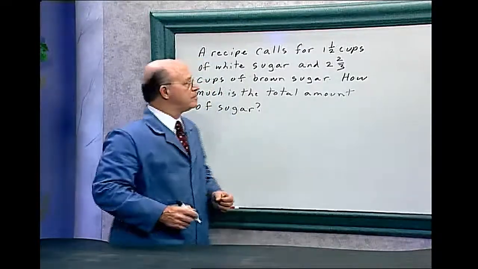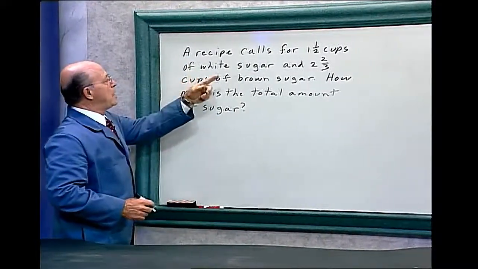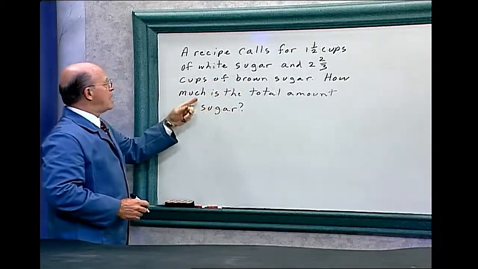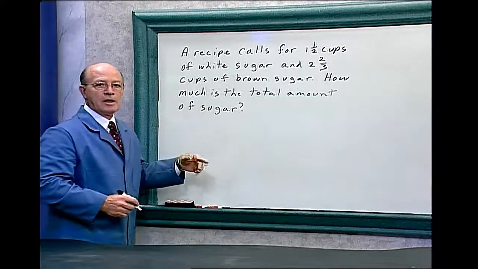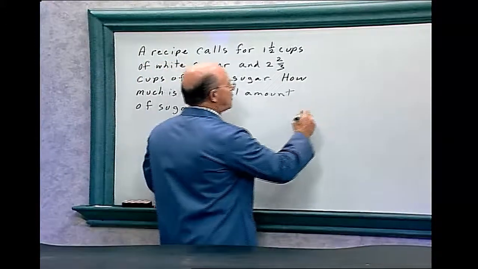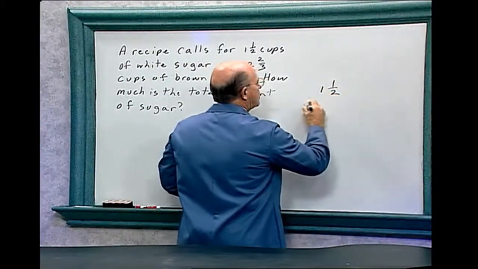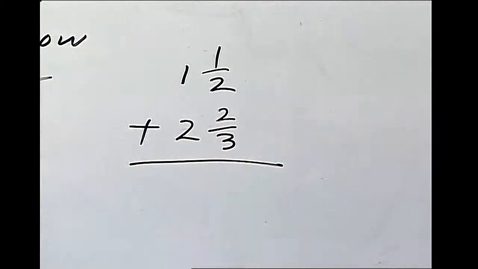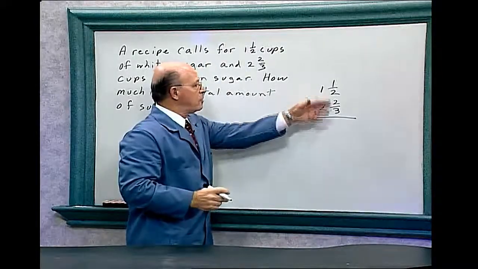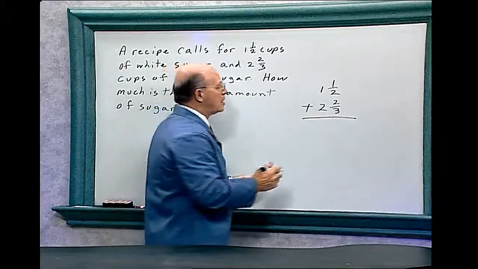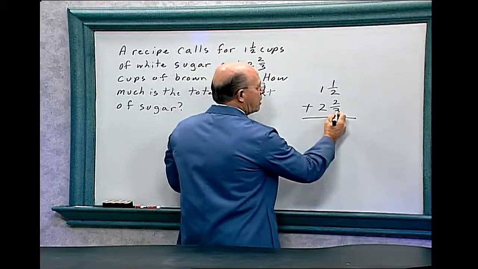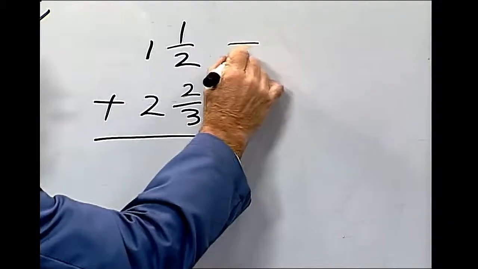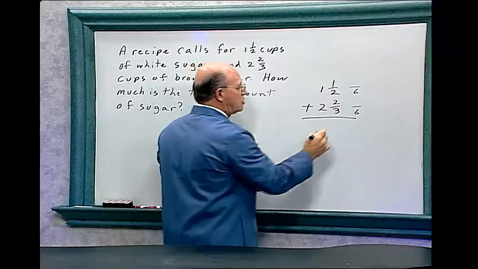Let's look at another problem. A recipe calls for 1 1/2 cups of white sugar and 2 2/3 cups of brown sugar. How much is the total amount of sugar in the recipe? So you have to add 1 1/2 plus 2 2/3. Now we want to get the least common denominator for both these fractions so we can add them together. And so the least common would be 6, 2 goes into 6, so 6 would be the least common denominator where both numbers could be divided into.